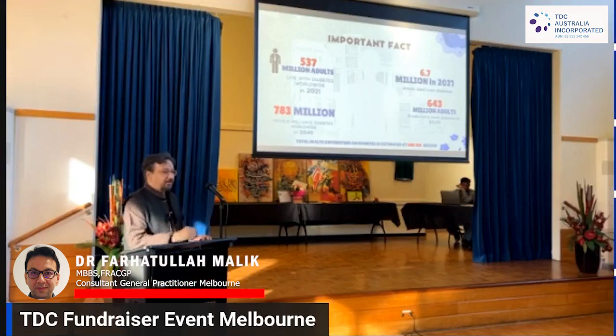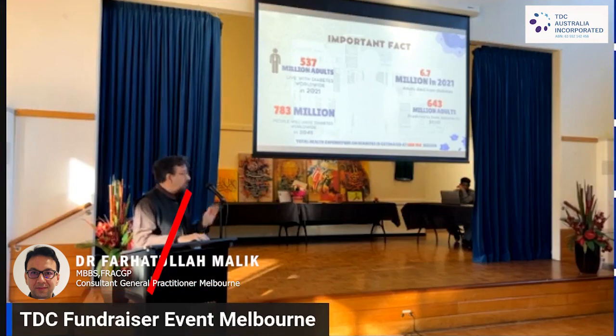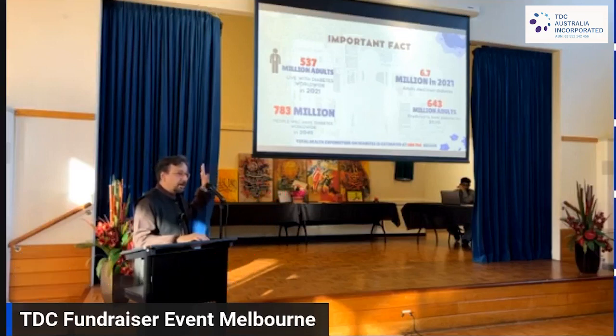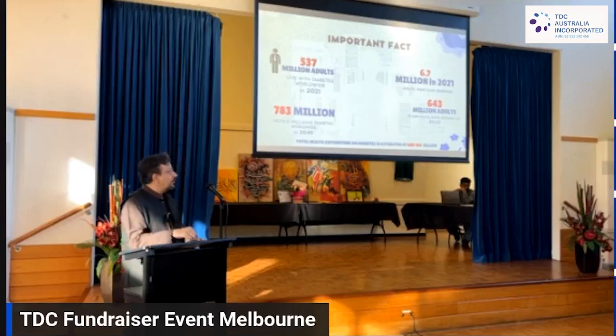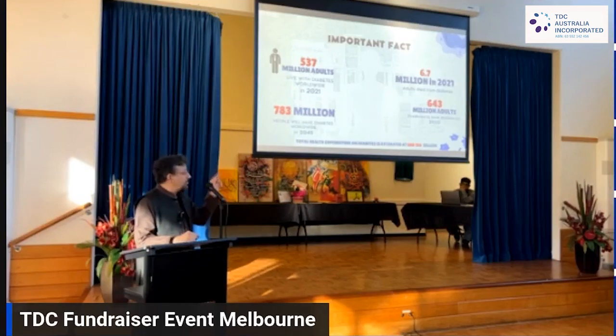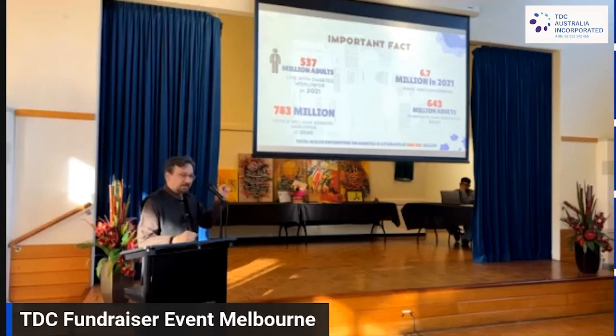Here I must mention that 90 to 95% of these diabetics would be diabetic type 2, and 5 to 10% would be diabetic type 1. Out of these 537 million people, 6.7 million died of diabetic complications.